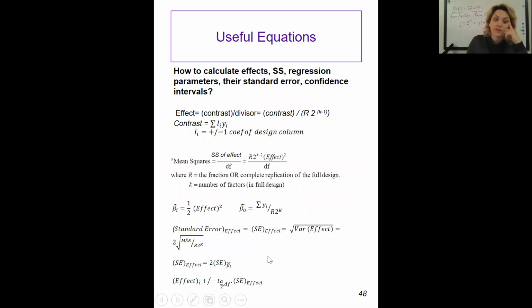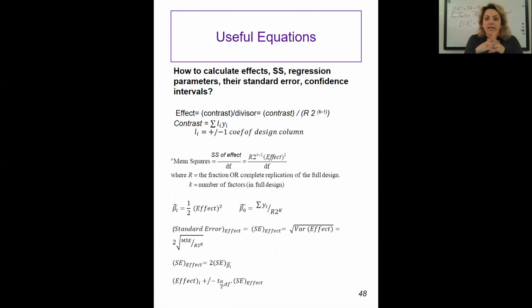These equations are very good. We had them before at the end of chapter 6 as well, with the useful equations that I gave you from chapter 3 to 6. I think it's on page 4 of that cheat sheet of equations that I gave you. You can find most of it: how to calculate the effect, sum of squares, regression parameters, standard error, and confidence interval.